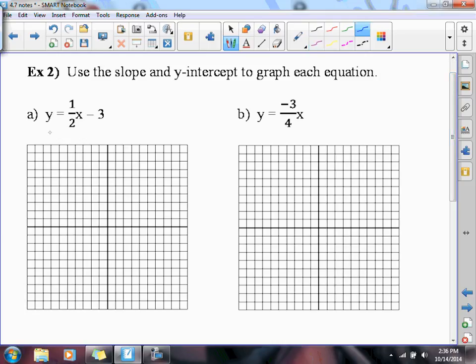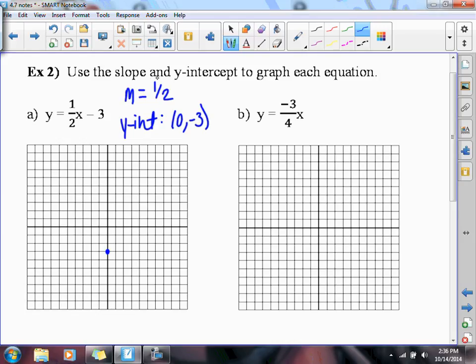So for part A, I have y equals 1/2 x minus 3. The y is already solved for, so I'm going to write down that my slope is the 1/2. Remember, not the 1/2 x, just the 1/2. And my y-intercept is going to be 0, -3. So I'm going to plot that point first on my y-axis. So I go to 0, -3. And then my slope is 1/2. So I'm rising 1 and I'm going over 2.